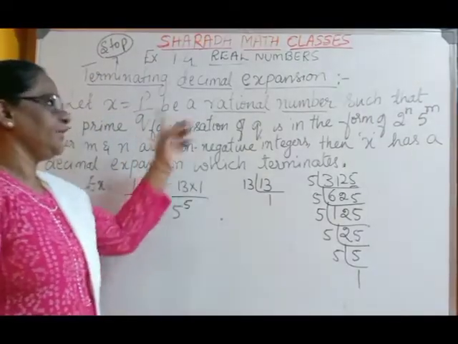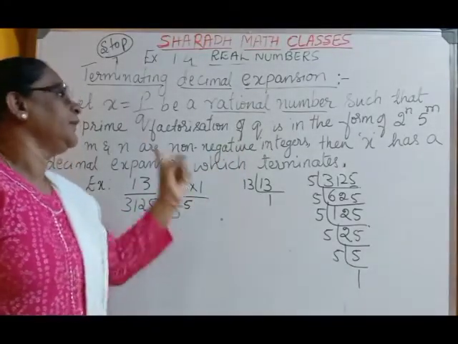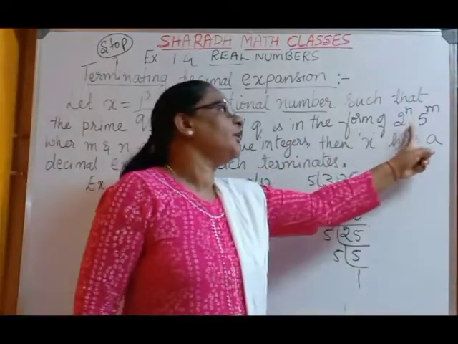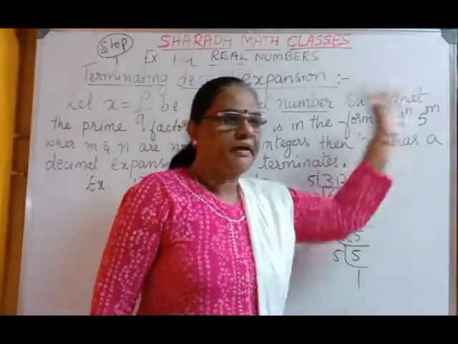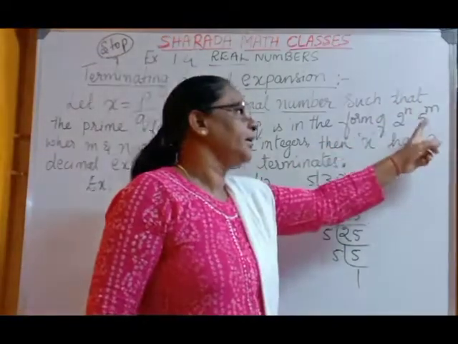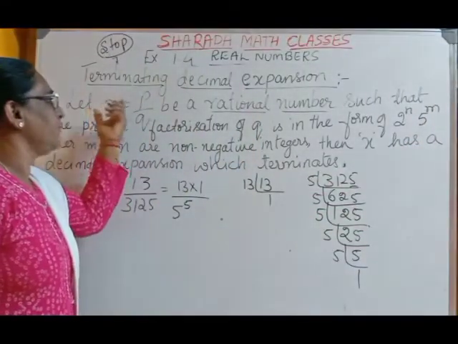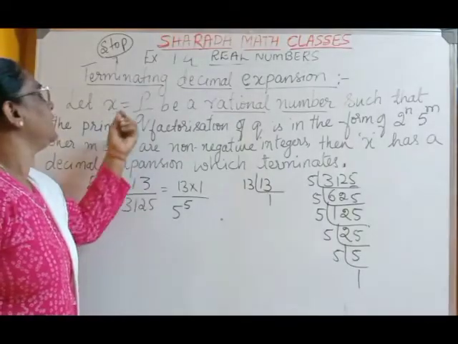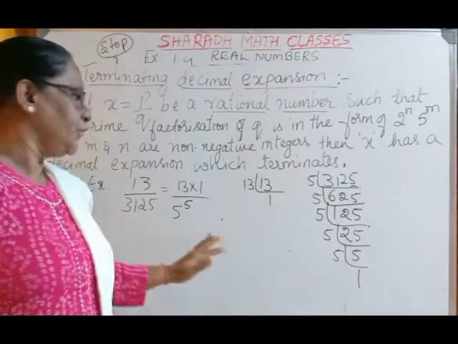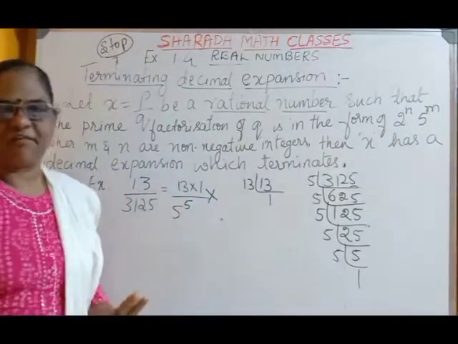But according to the definition, they have given that the factorization of q should be in the form of 2 to the power of n and 5 to the power of m. If you write it in the form of 2 to the power of n into 5 to the power of m, we can say that the number x is a rational number whose decimal expansion is terminating. So how to write this? Here in the denominator you have only 5 to the power of 5.